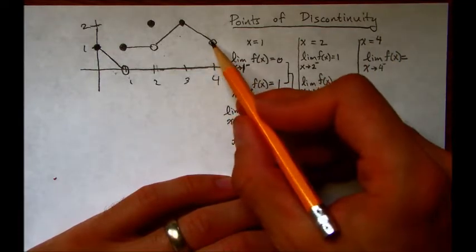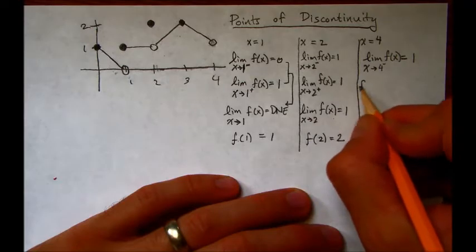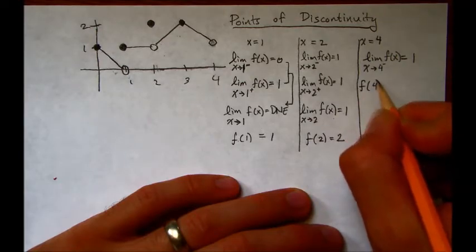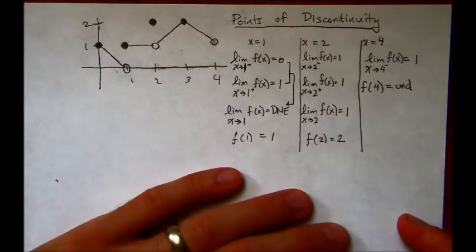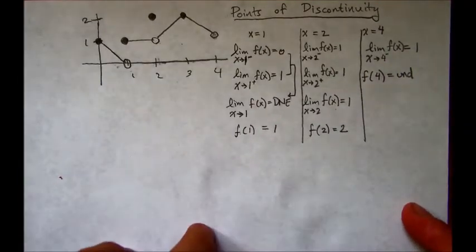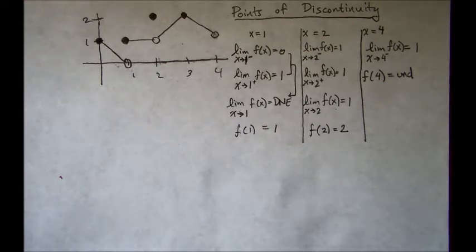So the left limit is the graph descends down onto 1, but when it comes time to find f of 4, we don't have that. There is no f of 4. It's undefined. The function is not defined at x equals 4. Okay, so you can see that for an endpoint, we're going to just have to test one side, and it should agree with f of that value.